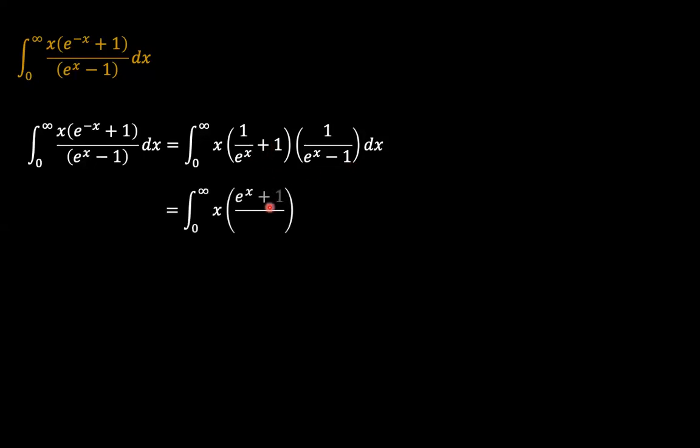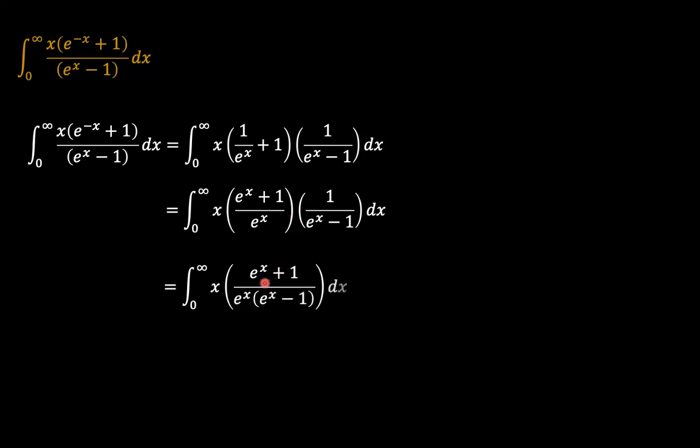So this can be reorganized into e to the power x plus 1 over e to the power x. That now means that if we multiply these two terms together, we have e to the power x plus 1 over e to the power x times (e to the power x minus 1). And so looking at the denominator alone, we have this expression.